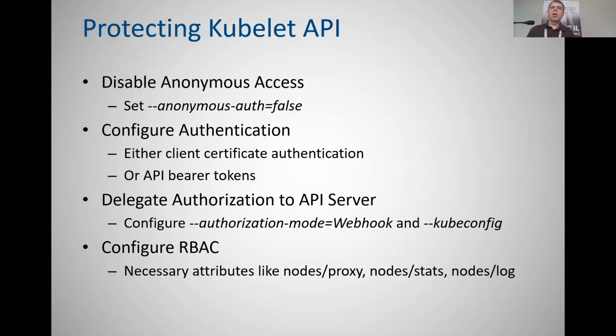How will we protect our Kubelet API? Disable anonymous access, configure authentication, delegate authorization to the API server, and configure RBAC.